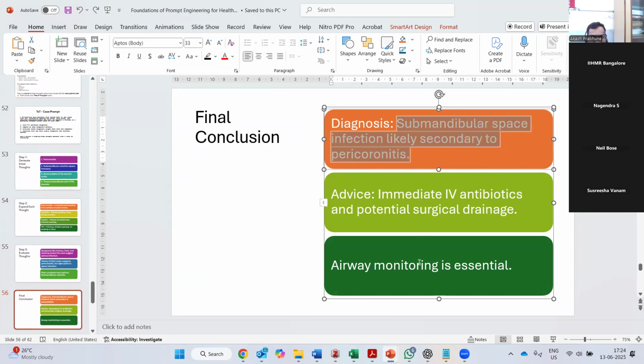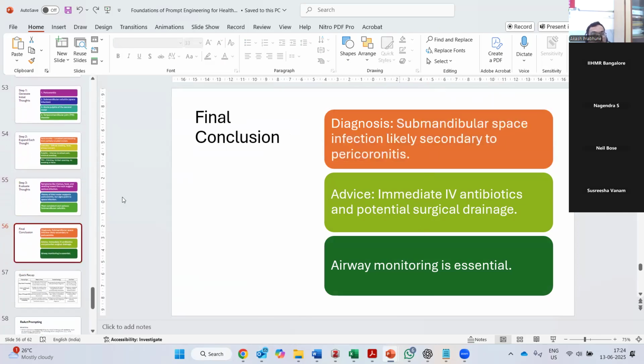IV and airway monitoring efficiency. Okay, that went too deep. But I think you got the idea how this tree of thought also works. It more looks at the possibilities beyond the branches. So that's the idea of this.